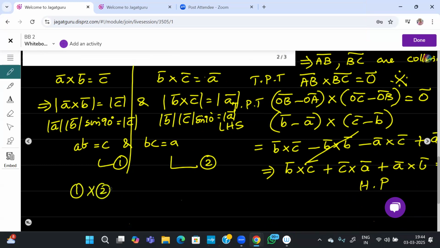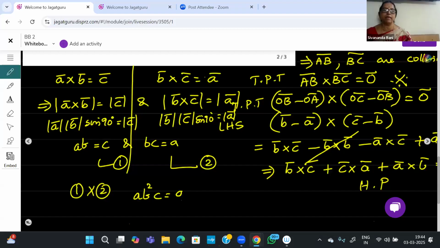Multiply 1 and 2. Multiply and divide. Very good. So I'll get AB square C is equal to AC. A and C will get cancelled. So B square is 1. So B is 1. Hence proved.